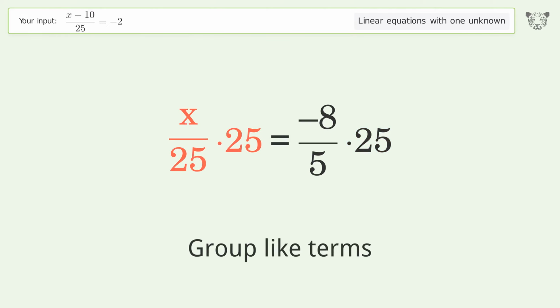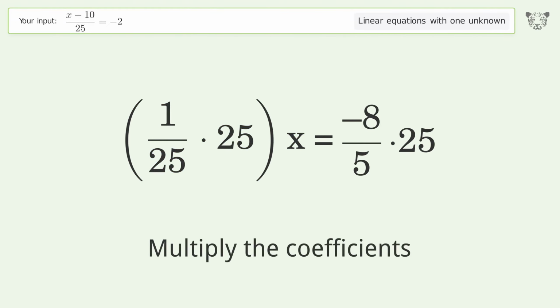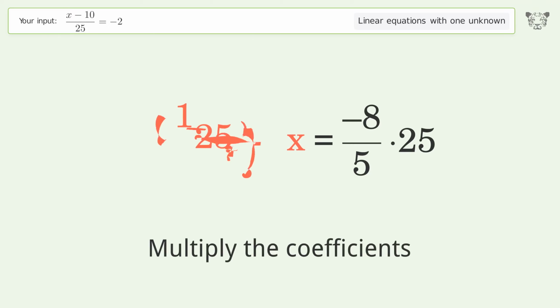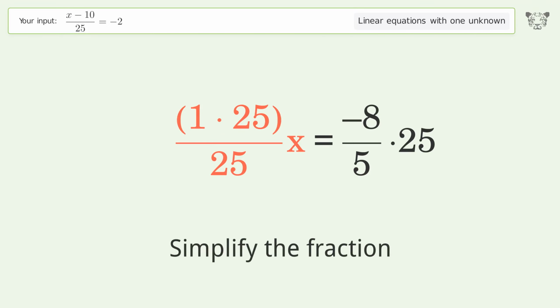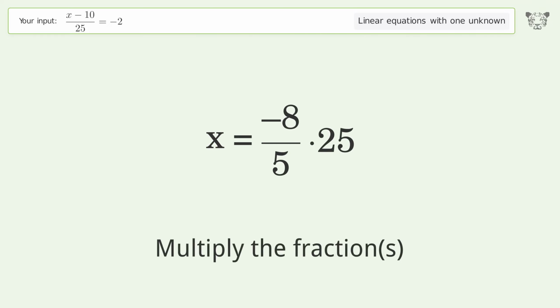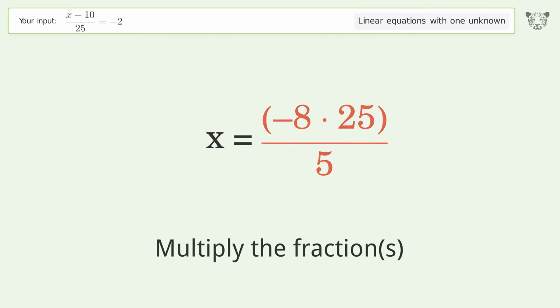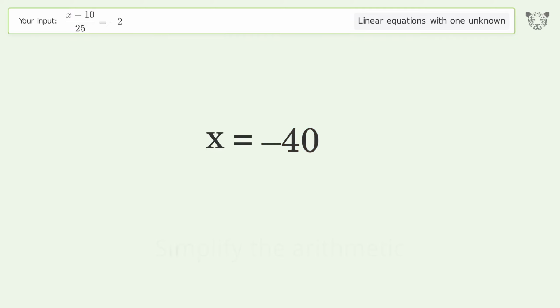Group like terms. Multiply the coefficients. Simplify the fraction. Multiply the fractions. Simplify the arithmetic. And so the final result is x equals -40.